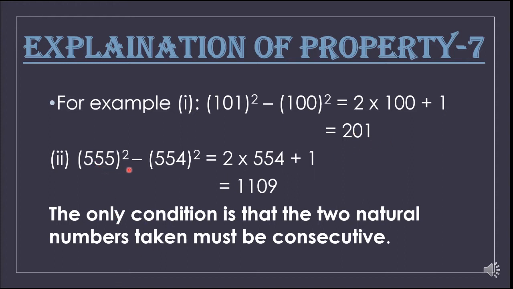555 square minus 554 square is equal to 2 into 554 plus 1, that is 1109. If you look at the pattern, you can easily see the only condition is that the two natural numbers taken must be consecutive. This property doesn't exist for any two natural numbers. It exists only for two consecutive natural numbers.